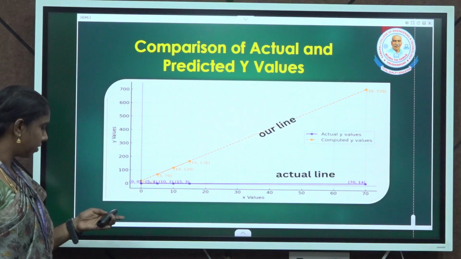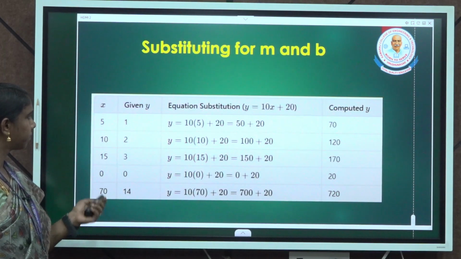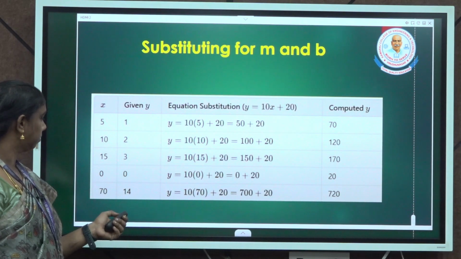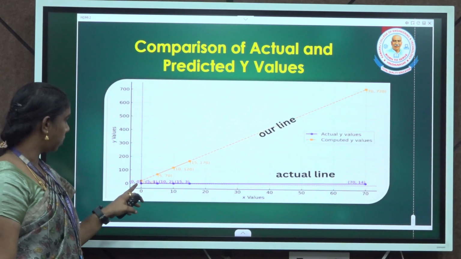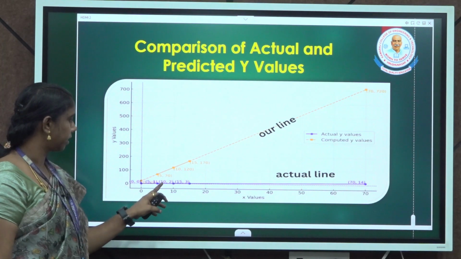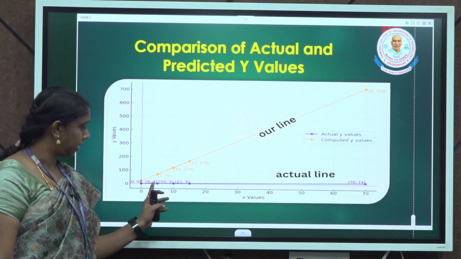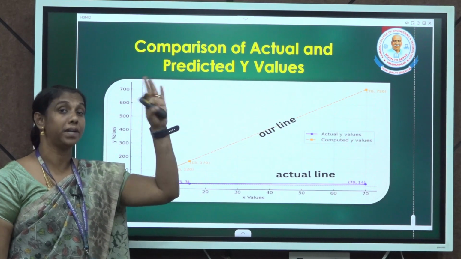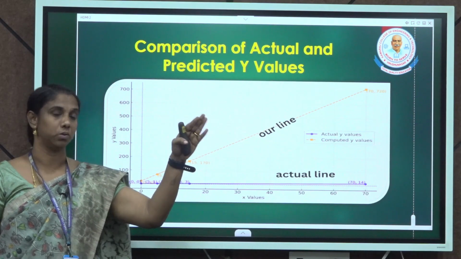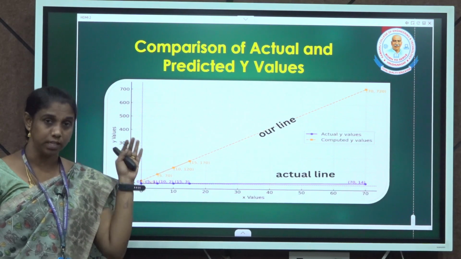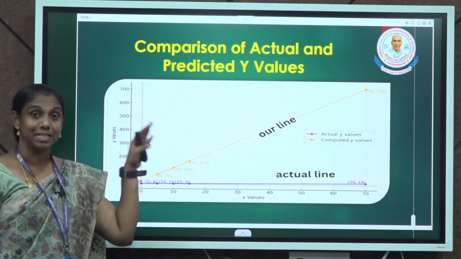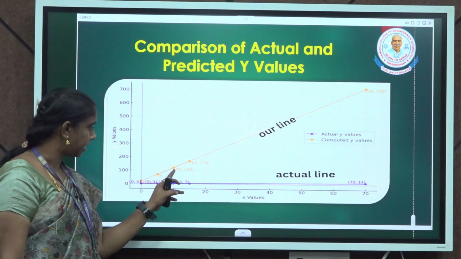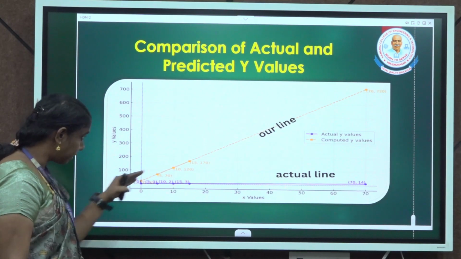After computing the y values, I am going to draw the graph. First we consider x equal to 5 and y equal to 70. This line is the actual one and this line is the predicted one. The model predicts the new value, and we check whether the m and b values are correct or not. So 5 comma 70, next 10 comma 120, 15 comma 170, these are the predicted values.